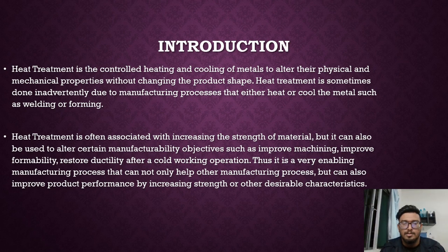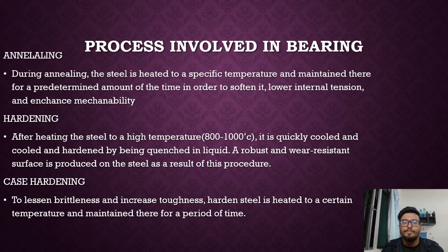Heat treatment is often associated with increasing the strength of material, but it can also be used to alter certain manufacturing objectives such as improve machining, improve formability, and restore ductility after a cold working operation. Thus, it is a very enabling manufacturing process that can not only help the manufacturing process but also improve product performance by increasing strength and other desirable characteristics.